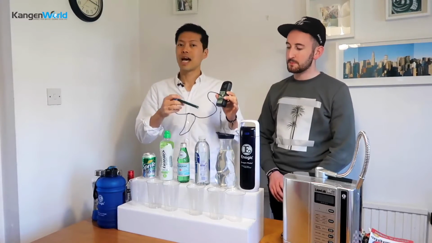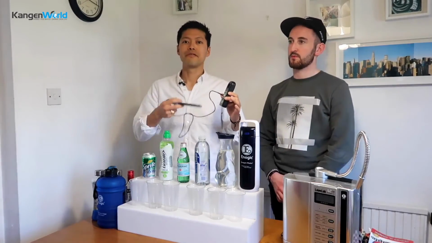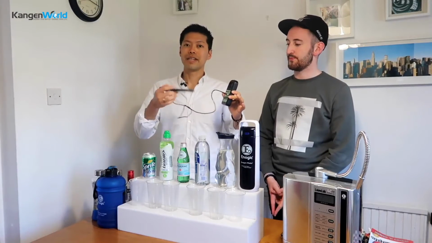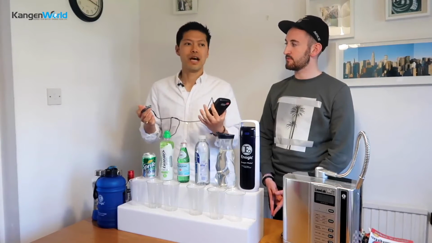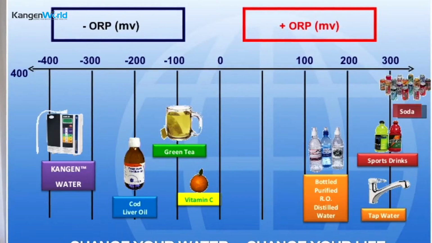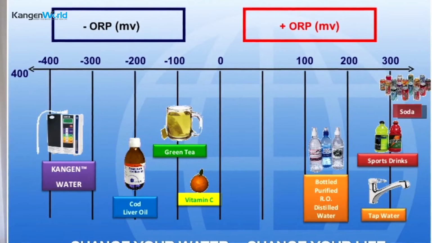If it has a positive reading, it means it's very, very bad for us. If it has a negative reading, it means it's very good for us. Things in nature that have a lot of antioxidants are things like green tea, blueberry, cod liver oil. Those are very, very good for us.